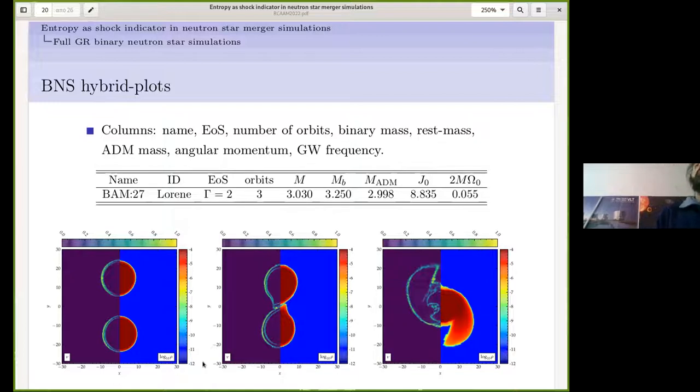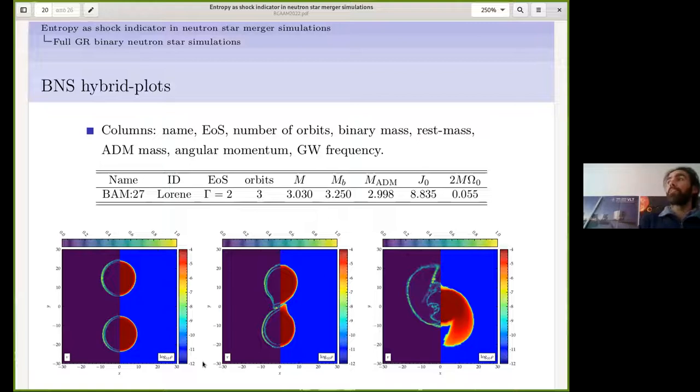Good. So I'm now in the last part, and I'm going to talk about binary neutron stars. We close the part where we have these isolated neutron star tests, and now we have binary neutron star simulations. This is the first time that one can use this entropy flux method to do binary neutron star simulations. Previous work stopped at the special relativistic tests, or maybe some of the TOV isolated static cases.